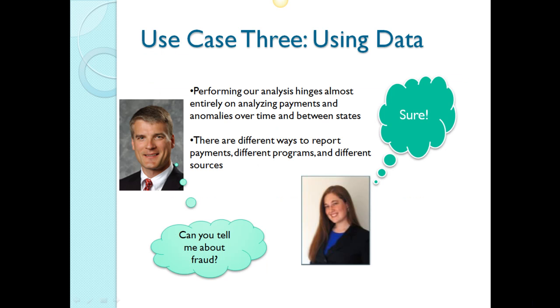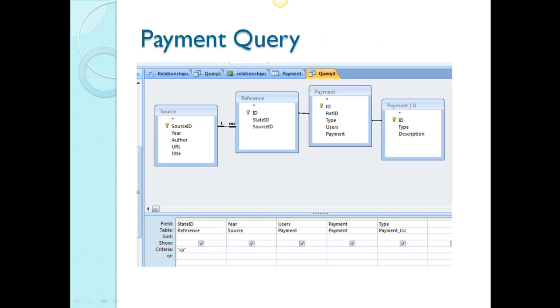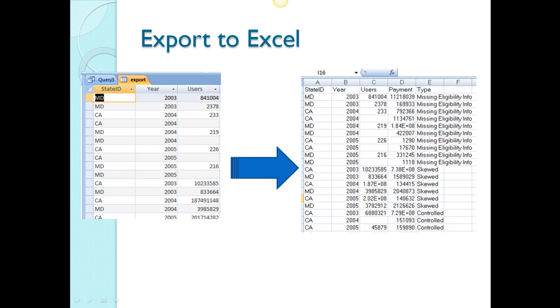Finally, what if a client calls and says, "What do you know about fraud?" Can we tell them about the database? Sure we can. In this instance, performing our analysis was almost entirely dependent on finding anomalies over time and in between states in payments of Medicaid. Since there were different ways to report different programs and different sources, putting it all together was really important to see the differences. So what we did was we can utilize queries to try to pull this information.